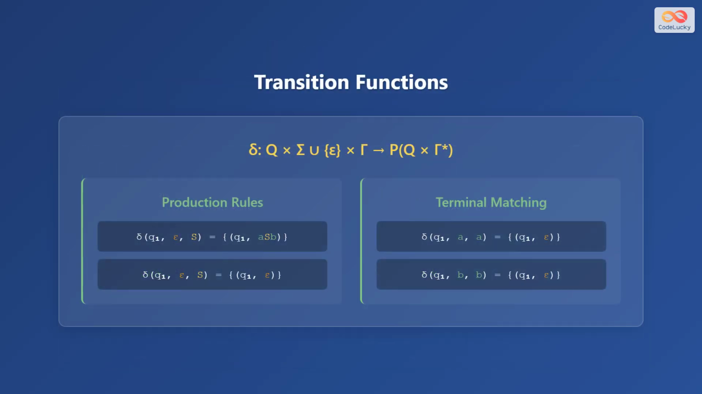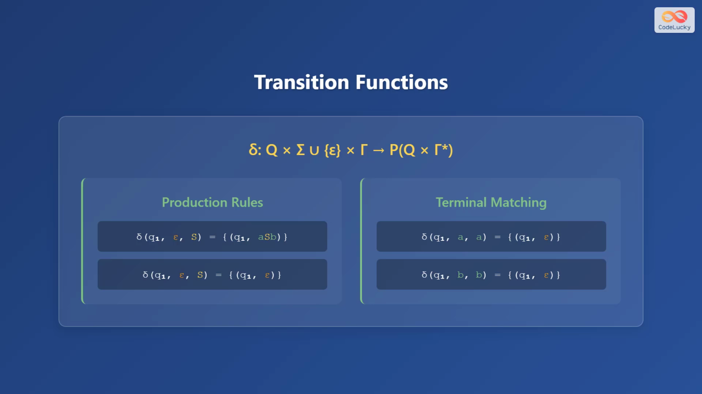Here are the transition functions for our pushdown automaton, represented as delta, which maps a state, an input symbol or epsilon, and a stack symbol to a set of next states and stack symbol strings. We have two types of transition rules: production rules and terminal matching. For production rules in state q1, reading epsilon and encountering variable S on the stack, we can transition to state q1 and replace S with aSb. Or we can transition to state q1 and replace S with epsilon.